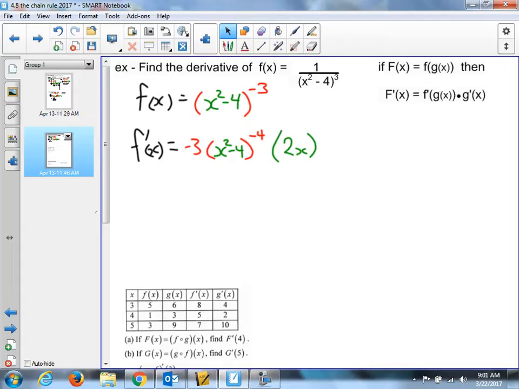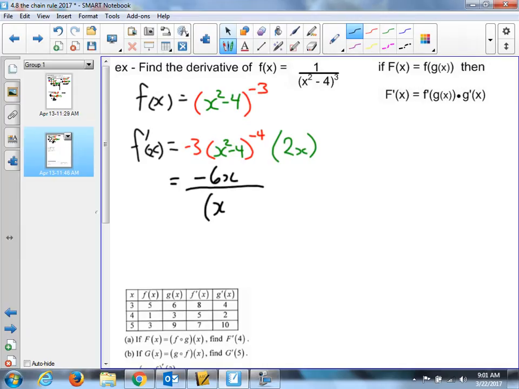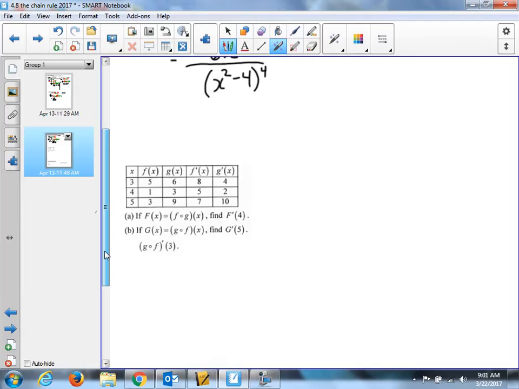And then after that, if I want to clear up all the negatives and stuff like that, I've got 2 times 3, so minus 6x on top, and flip the 4 down to the bottom. We are done, right? By the way, if you were to use the quotient rule with this one, you've got the quotient rule, but inside that you've got to use the chain rule too. We'll talk about that later. Then something a little more abstract. Am I good?